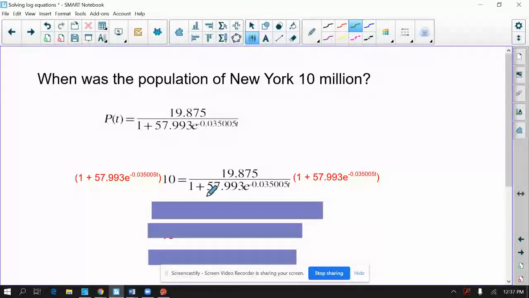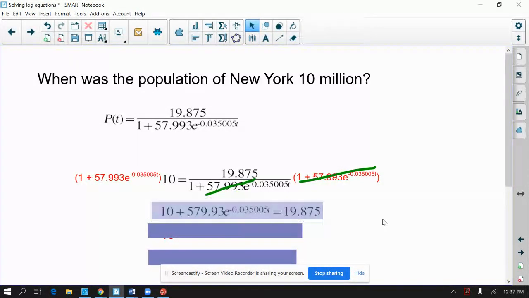And these two just cancel out. On the right-hand side, you have 19.875. On the left-hand side, we're distributing because we got two terms that are being added, and you're multiplying them by 10. So it's 10 times 1 and 10 times this second term. Don't do 10 times 57 and then 10 times e. There's no addition sign between 57 and e. So you don't distribute over multiplication. You distribute to the 1, and then you jump over addition and distribute to this second one.